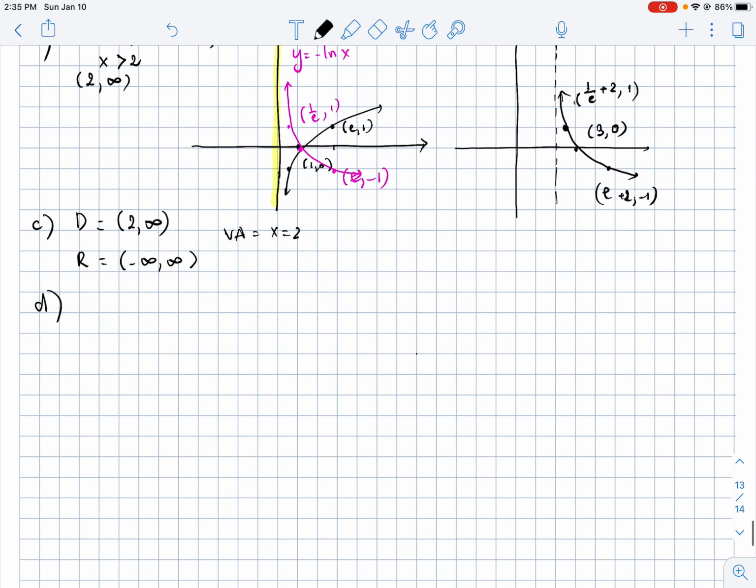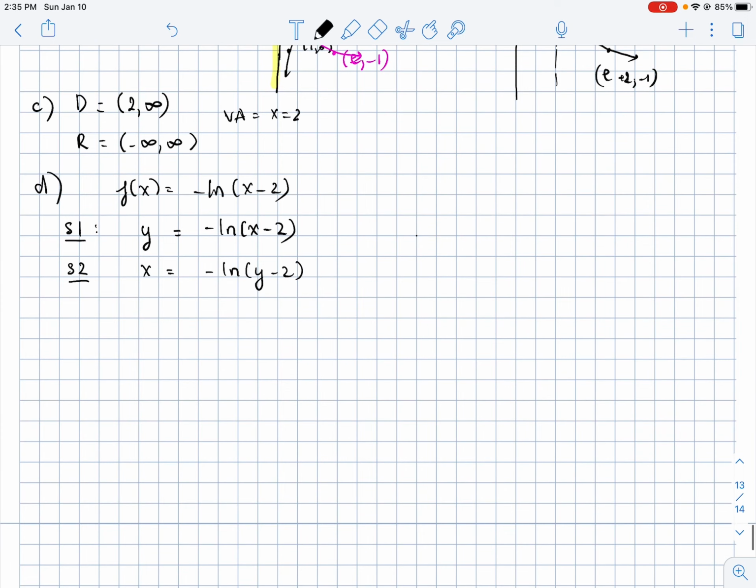Now in part D, we want to find the inverse. We write the function f of x again: negative ln of x minus 2. Step number 1 to find the inverse that we learned in the section before is we need to write y as the f of x. The reason why we are doing that is because in step number 2, we will interchange the x and the y. And then in step number 3, we will solve for y.